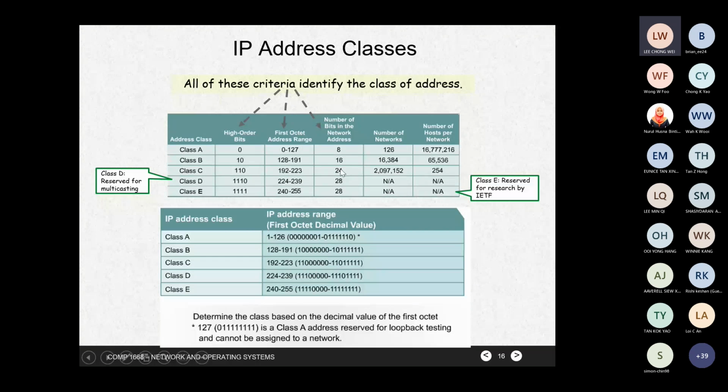24 bits for number of network, 8 bits for number of server or host. That's more than enough. D and E are for different purposes. So normally we don't see company networks on D and E. D is for multicasting and E is for research. So the ranges are down here, as you can all see, and they have also been converted to binary for your information.